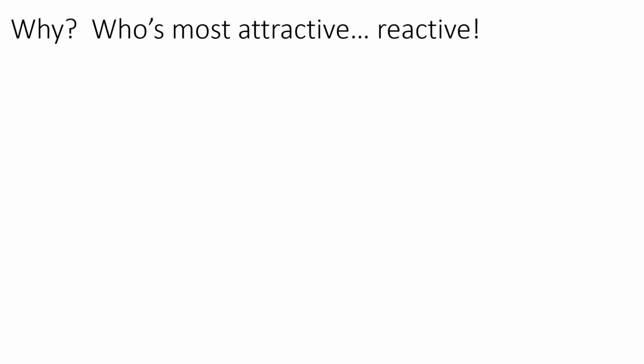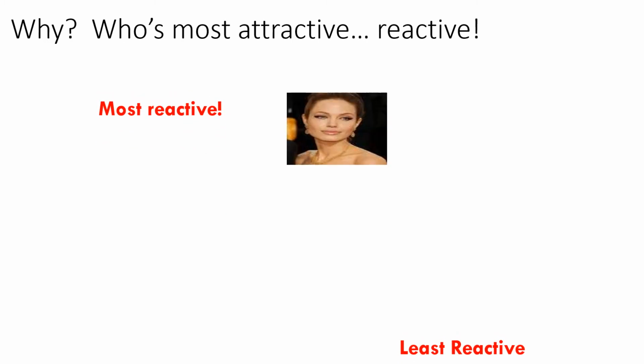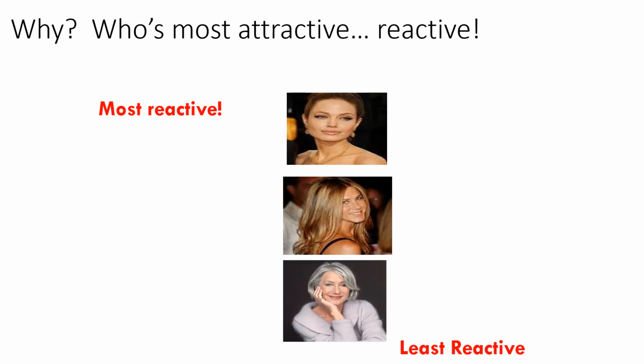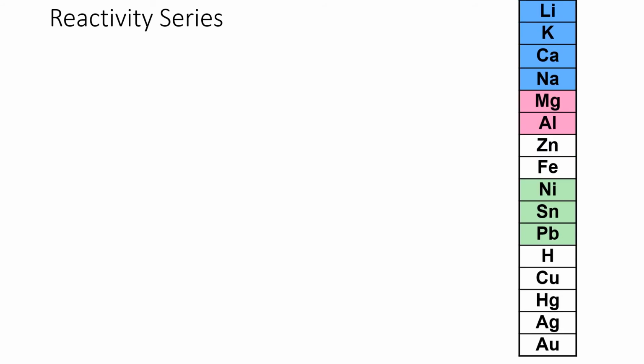So why? Who is most attractive? Oh, reactive. So the most reactive is the one that replaces the one from the original couple, and this one has no reaction, it is the least reactive. So similarly, in chemistry, we have what we call the reactivity series of metals. It is a series where the one on top can replace the one below. So let's have these examples.